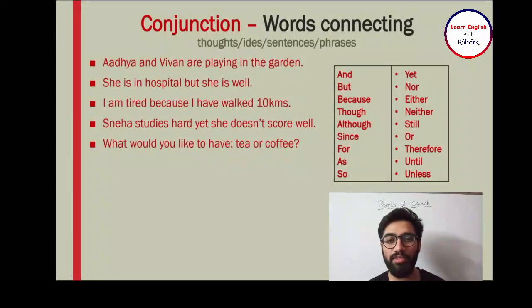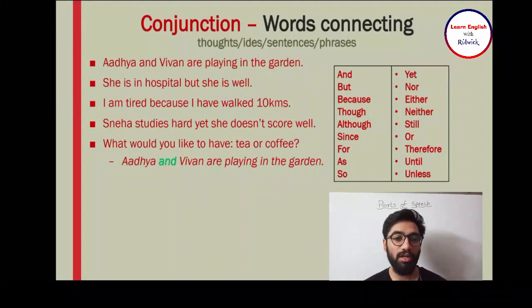Okay, I hope that you are ready with your answers. Let's discuss the same. It's very easy. Both nouns are Adya and Vivan. These are proper nouns. These are the tags given to persons. And is a conjunction which helps us combine both the nouns.